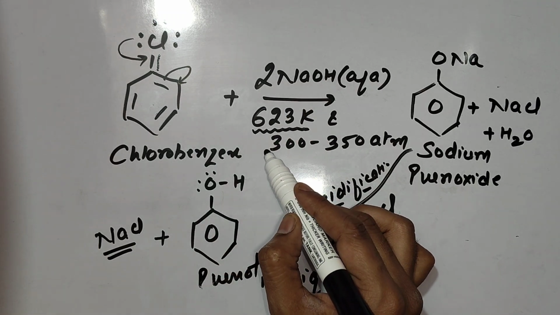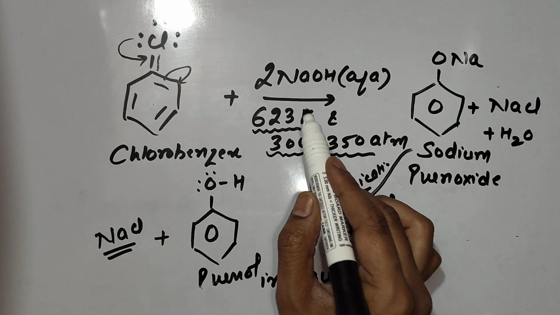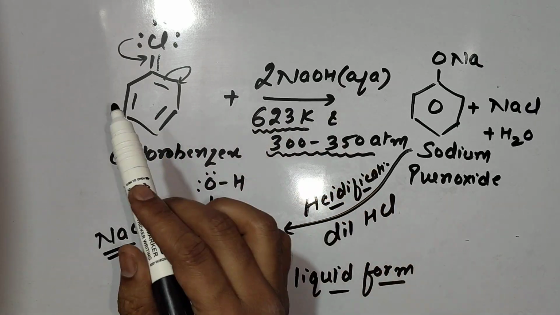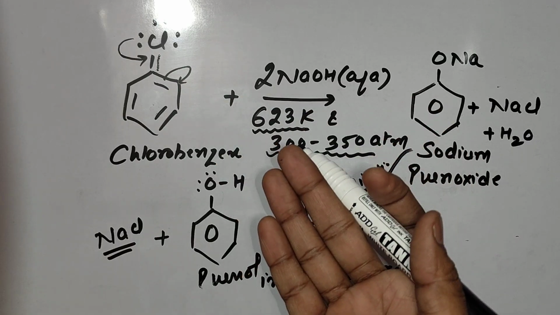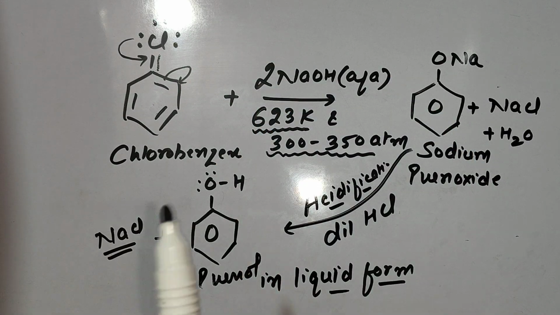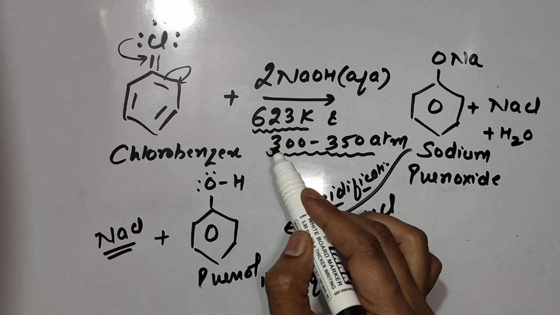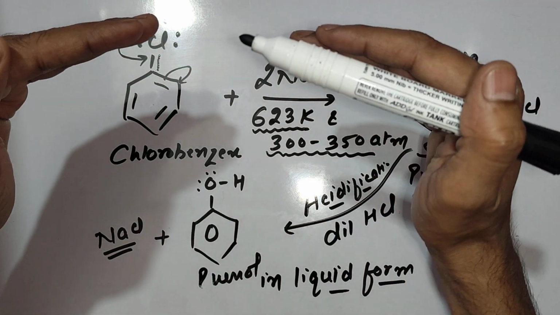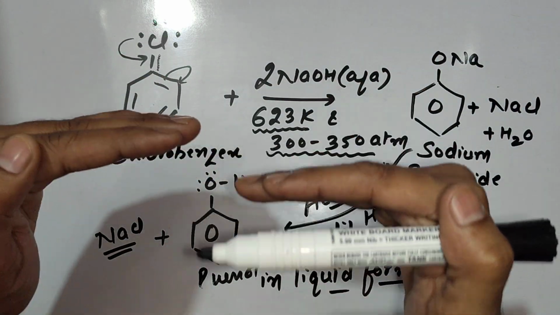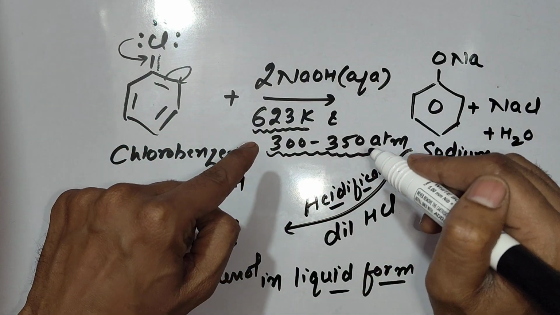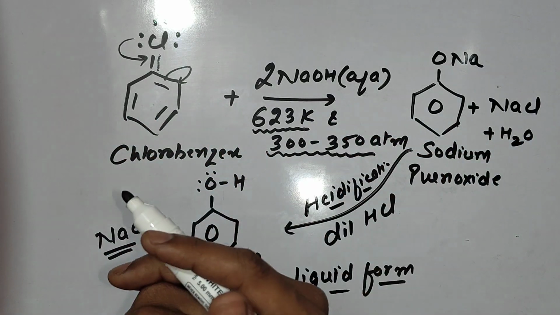And why are we maintaining this high pressure? Because at this temperature, the chlorobenzene and NaOH, which are in liquid state, would become vapor. For the reaction, we need to keep them in liquid form. That's why we are maintaining very high pressure, so the reagents will be in liquid form and the reaction will continue. That's why high pressure is applied with high temperature.